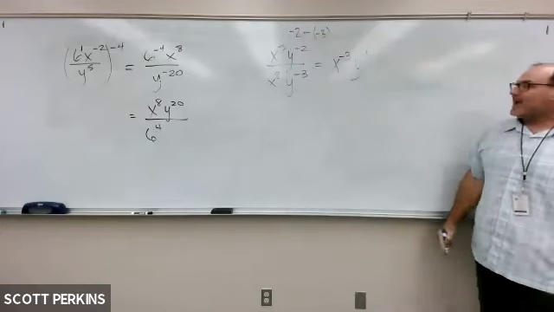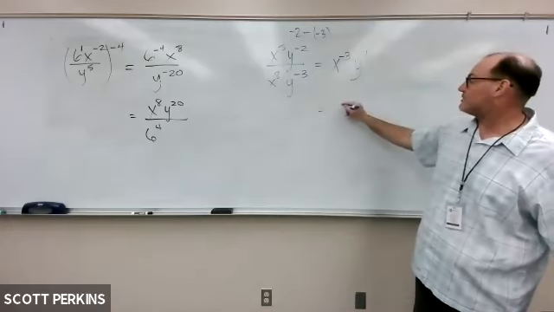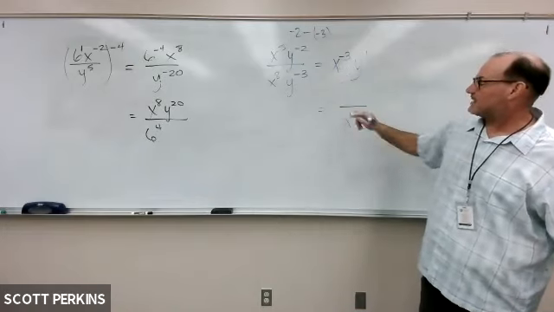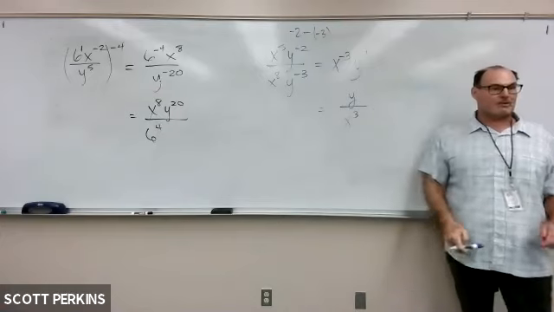And then finally, last but not least, I do have a negative exponent that I have to resolve. So my x to the negative 3rd goes to the bottom, becomes x to the 3rd. The y to the 1st stays up top and is y to the 1st.